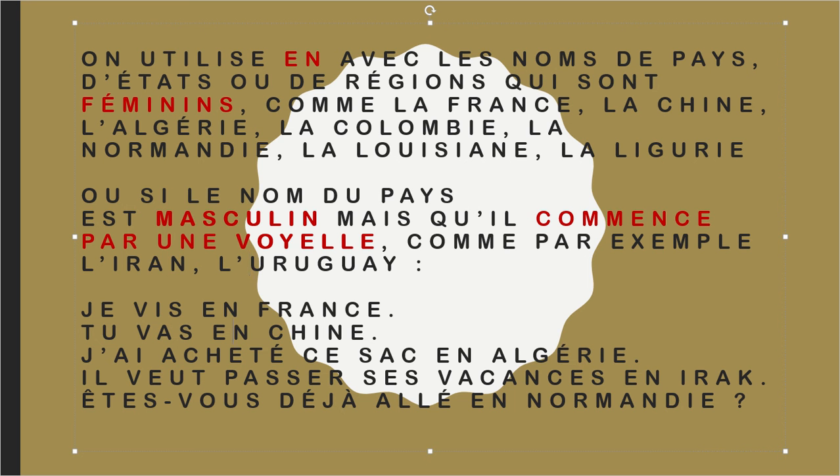Here are a few examples I have given. Je vis en France. Vis is the verb in the present tense. Vivre means to live. I live in France. Tu vas en Chine. You're going to China. Vas is from the verb aller. Okay. J'ai acheté ces sacs en Algérie.